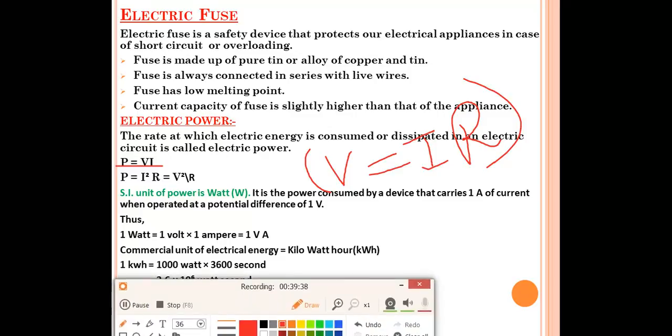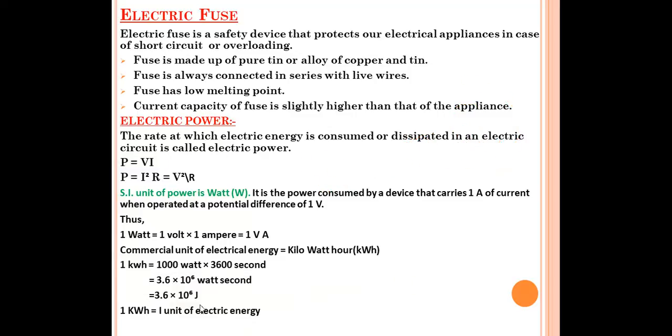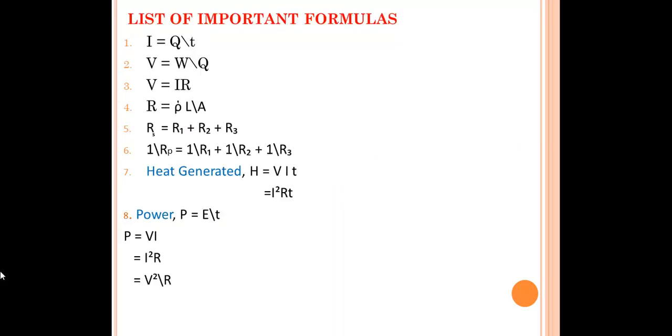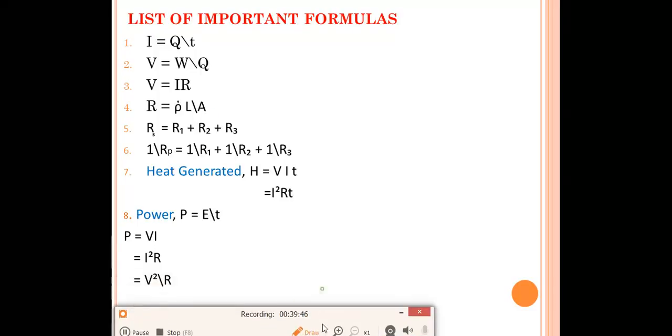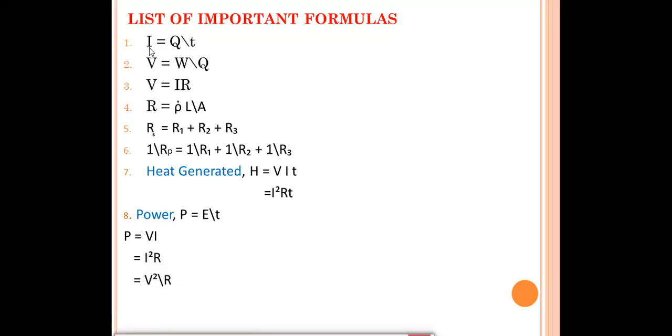So this was all about this chapter. Now we will have a look at the important formulas of this chapter. The first formula was of current: electric current I is equal to Q by T, charge by time. Potential difference V is equal to work done divided by charge Q. From Ohm's law, potential difference V is equal to I into R, current into resistance. Then resistance equals rho L by A. Rho is our resistivity, L is the length of the wire, and A is the area of cross section.